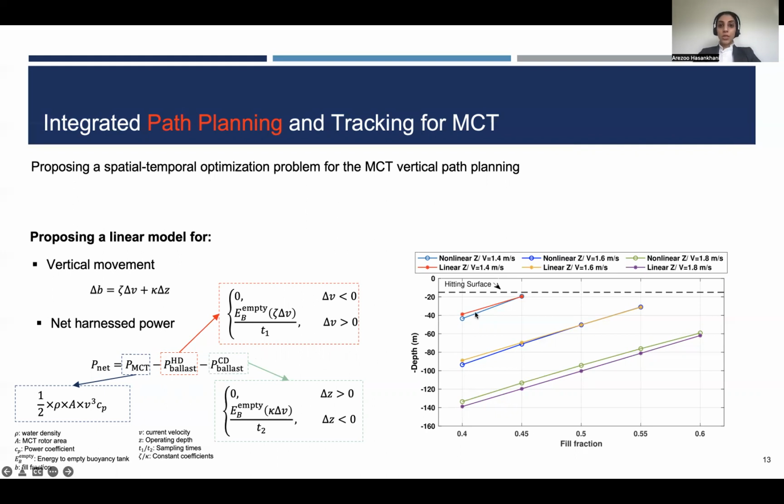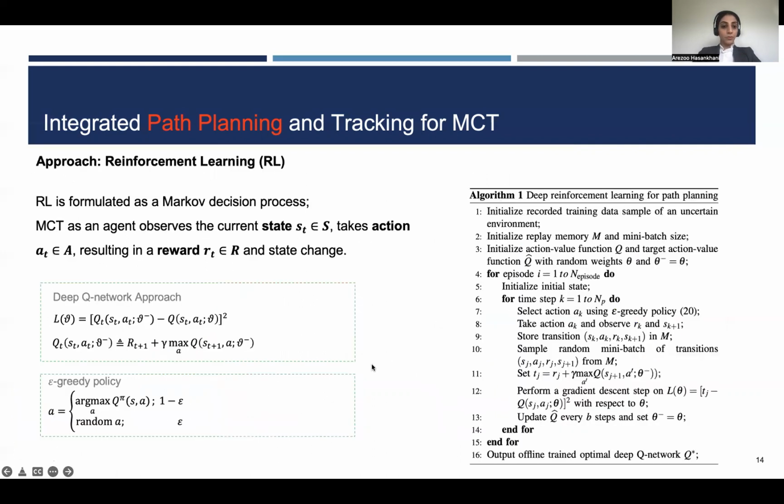We also justify this linear equation with the nonlinear model and show its approximation. Then we use the reinforcement learning algorithm and propose this approach to formulate and solve the path planning problem. Just as a quick background to the reinforcement learning algorithm, this problem is formulated as a Markov decision process.